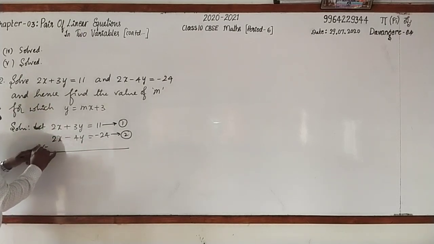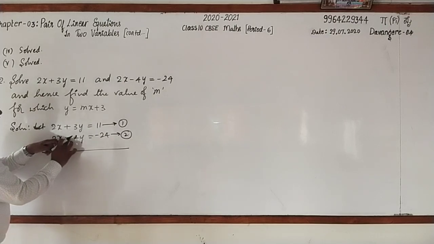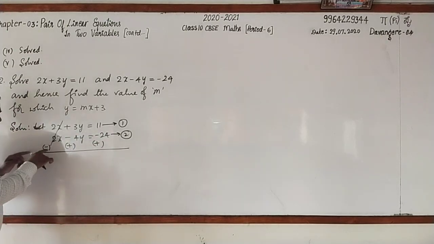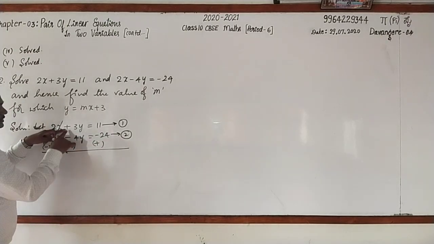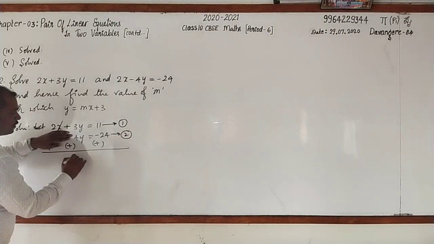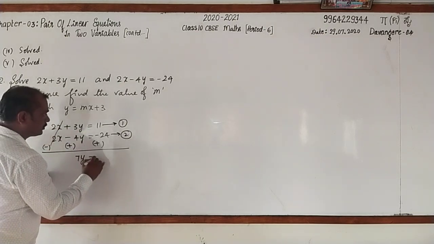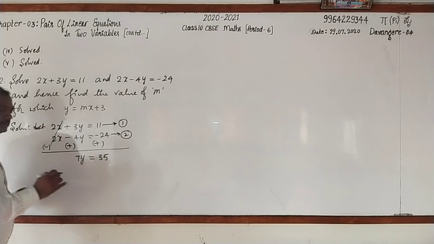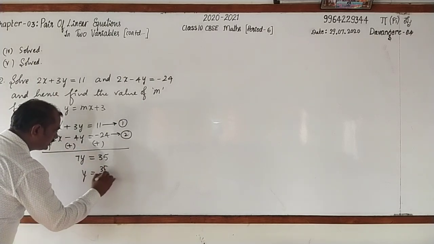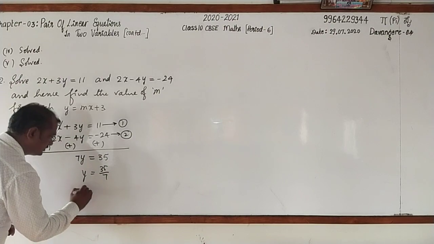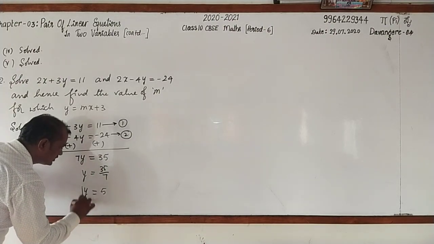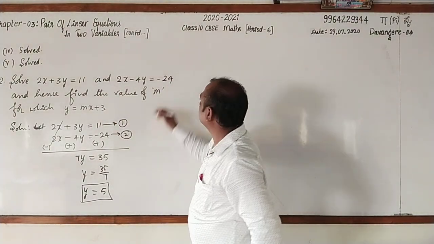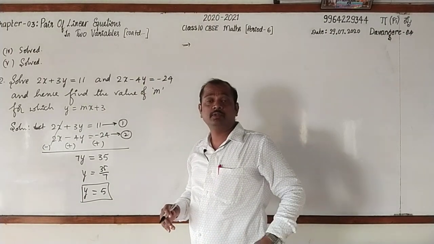Observe, I'll go for changing the sign, minus, because here plus is there. Here minus, plus. Here minus, plus. Plus 2x minus 2x get cancelled. Next, plus 3y plus 4y, it is 7y, is equal to 11 plus 24, it is 35. Hope that you have understood. Y equal to 35 by 7. Cancel it. Y is equal to 7 ones and 7 5s, so y is 5. Such a simple one.